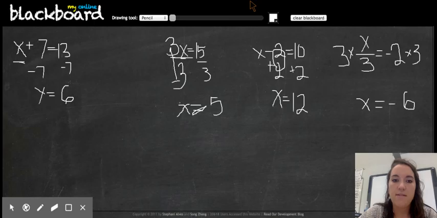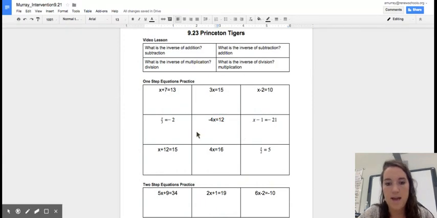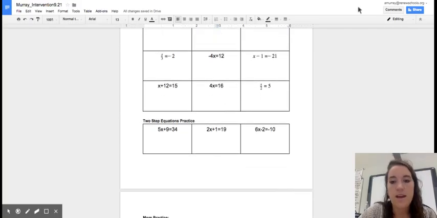Okay, so go ahead and finish up those one-step equations on this page. Next, we have some practice with two-step equations, which we'll get right into.